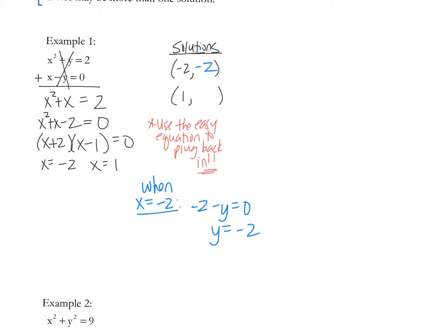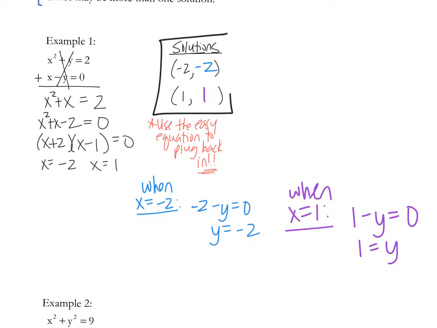It's just confusing because there's a lot of plugging in. So when x equals 1, I'm going to use the same equation, this one. But instead of negative 2, I'm plugging in 1 now. So I get 1 minus y equals 0. This means 1 equals y. So I have an answer of 1. So here, you guys, are my solutions for the very first problem.